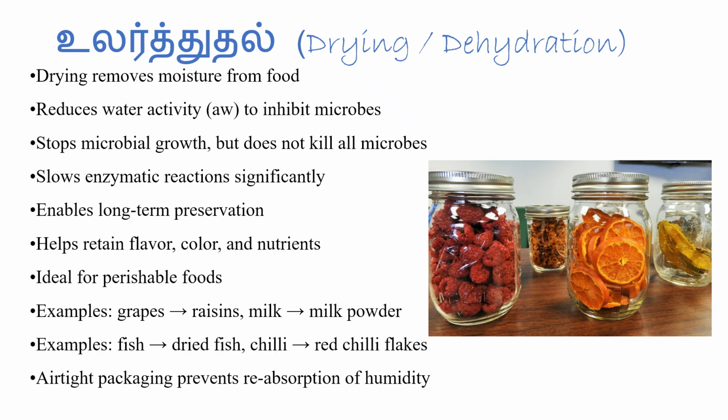And fish, normal fish and dry fish. Normal fish will spoil within hours, but dry fish we can store for the long term. And chili also: fresh chili will spoil by mold, but in dried form we can store chili for a long period. After a preservation process like drying, we can pack these dried fruits or dried foods in airtight packaging, which prevents reabsorption of humidity and stops the growth of microorganisms.